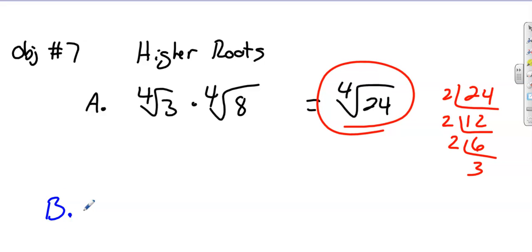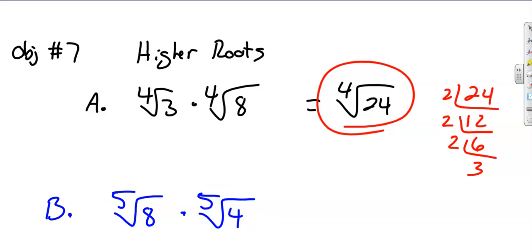Okay, so let's give you one where it actually does break down, and you can break it down a little bit and go with it from here. So let's do the fifth root of 8 times the fifth root of 4.